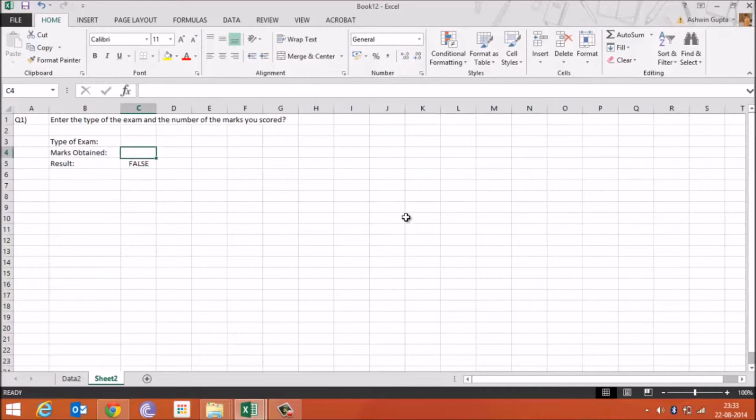Now we test a few figures. Take internals 12. Internals require 15 to be passed, so this is giving it as fail. 15 will give us pass. This is the first example.